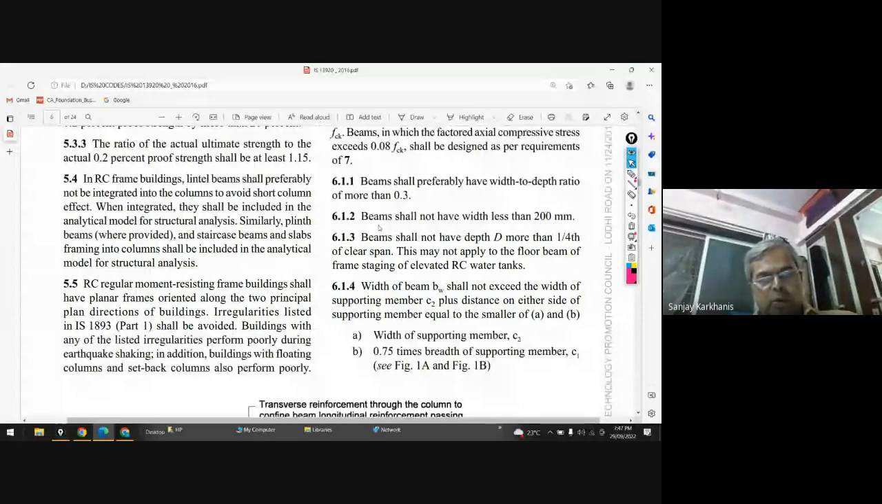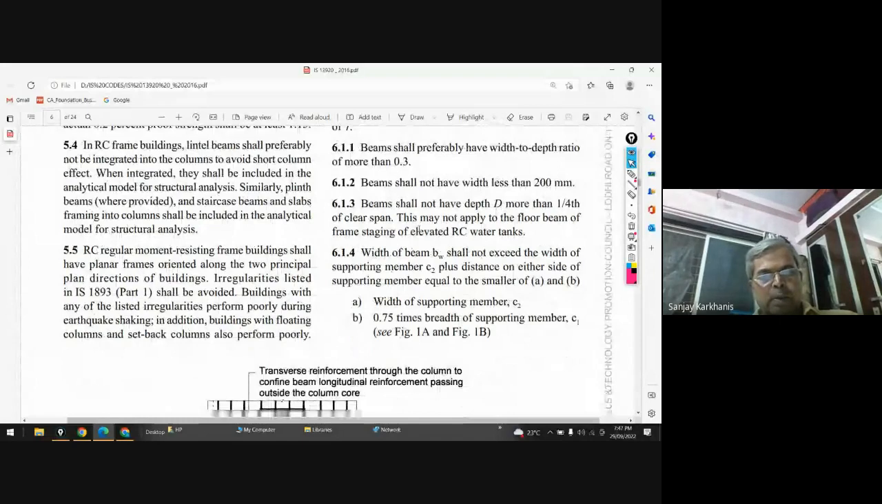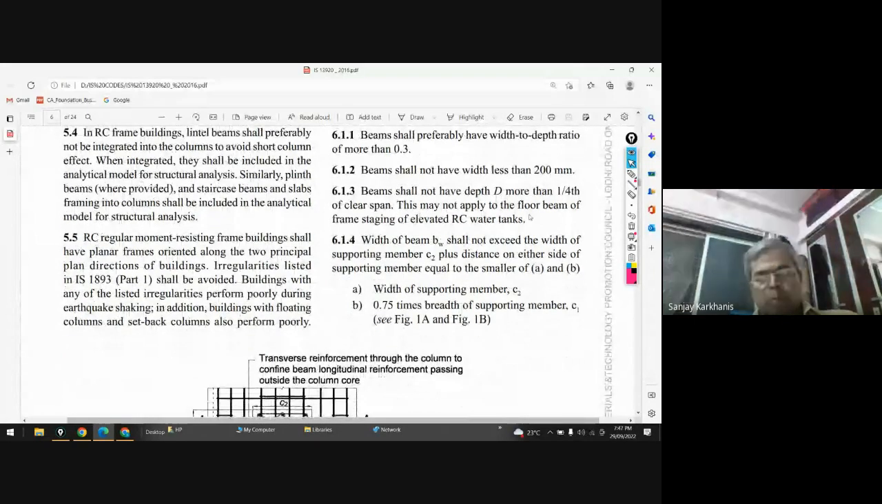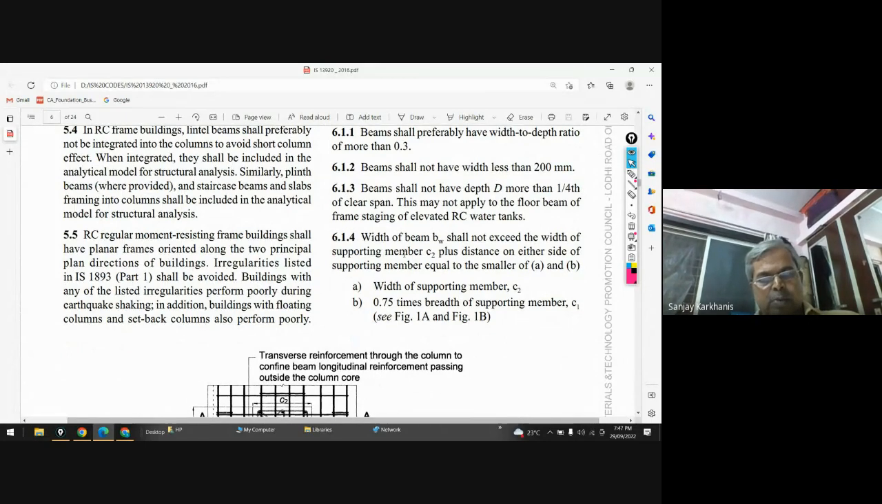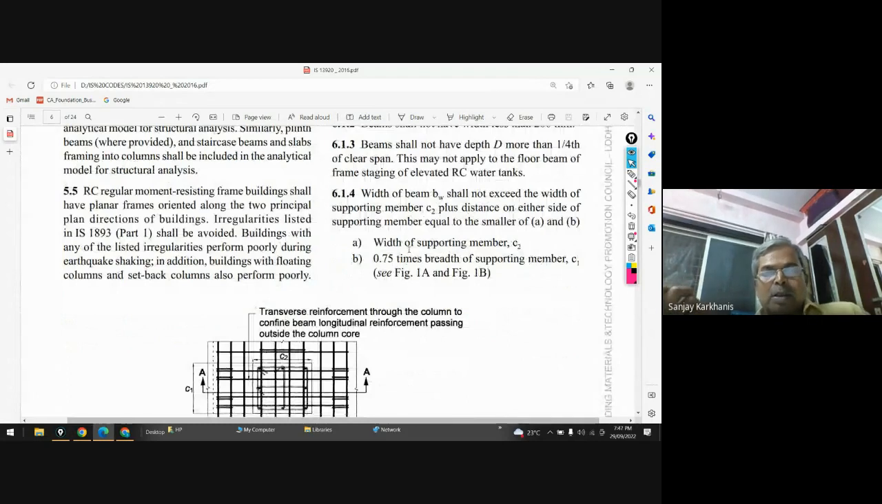Then this we have also discussed: the width shall not be less than 200, and the depth of the beam shall not be more than 1/4 of the clear span. So the beam shall not have depth D more than 1/4, or L by 4, you can say. All these are just so that the size of the beam is well within the behavior limit.